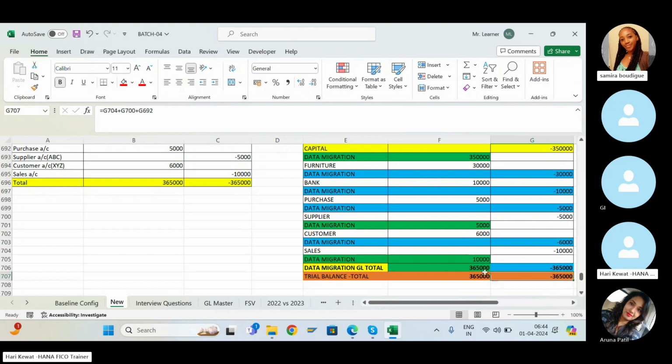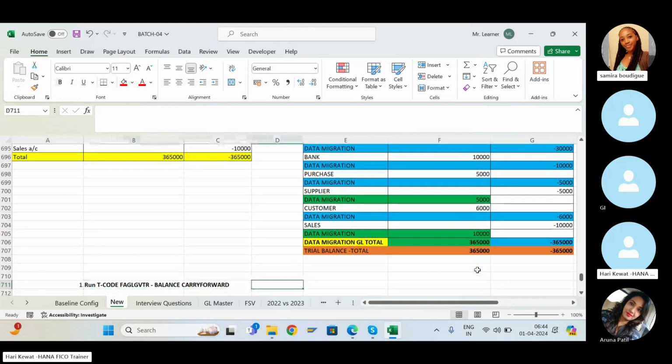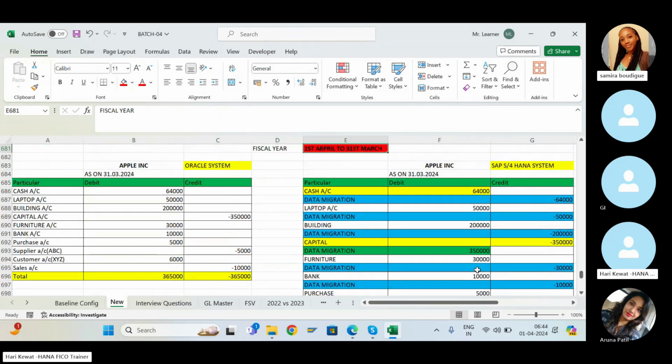Okay. Now what will happen? This is the balance as on 31st March 2024. Here 31st March 2024 means the fiscal year is 2023. Correct? That is the fiscal year, right? Till yesterday, in India, the fiscal year was 2023. Aruna.